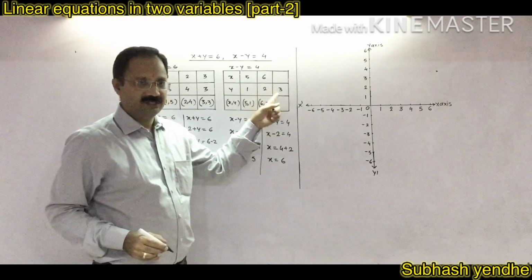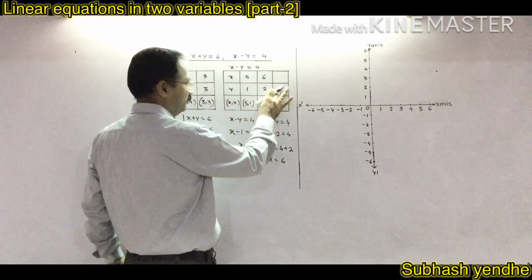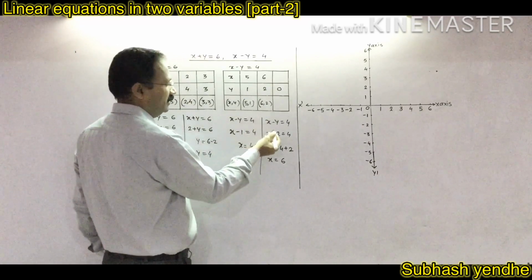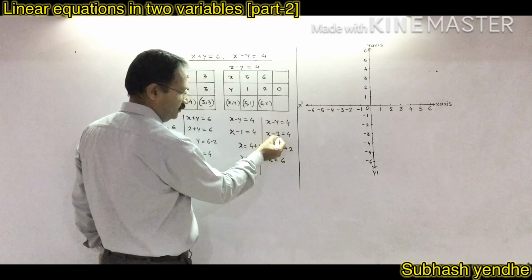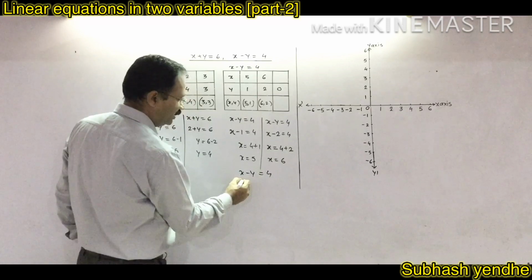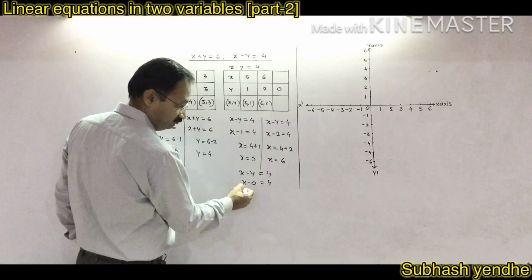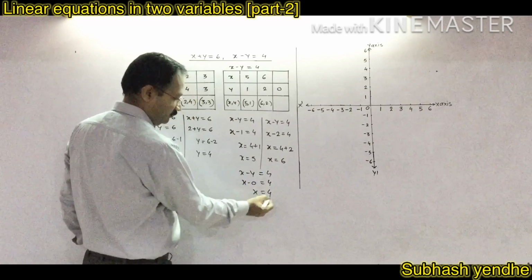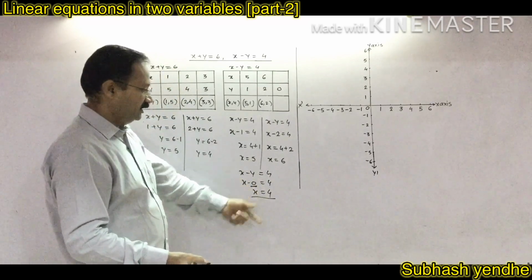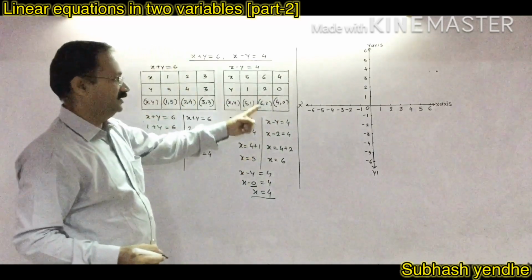But if you want to change a value, you can change any value anywhere. So I am going to change the value for this one. If I take 0, then what will happen? Now substitute the value of y as 0. In x minus y equals 4, x minus 0 equals 4. So x equals 4, because subtracting or adding 0 changes nothing. So x equals 4. These are the values for x and y.